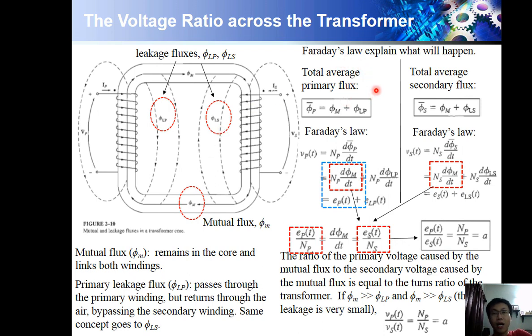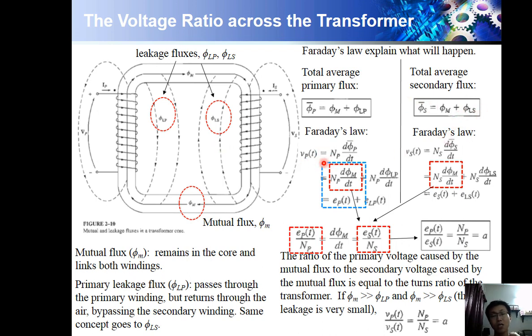So from Faraday's law, let's explain what will happen. The total average primary flux is made up of the mutual flux and the leakage flux of the primary side, which means all the electrical side is converted into flux here. It has a mutual flux and it has a leakage flux, so I add them up together. Same as well for the secondary winding: we have a mutual flux, and also the flux we call the leakage flux on the secondary winding side. So we add them up together.